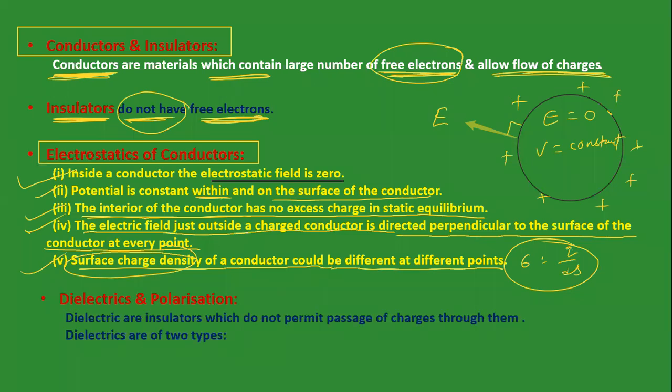Now, here is dielectrics and polarization. That is the next and important article. So let me tell you in short what a dielectric is first. Dielectrics are insulators. Note this word. And you know that insulator means no free electrons. So dielectrics are insulators which do not permit passage of charges through them.